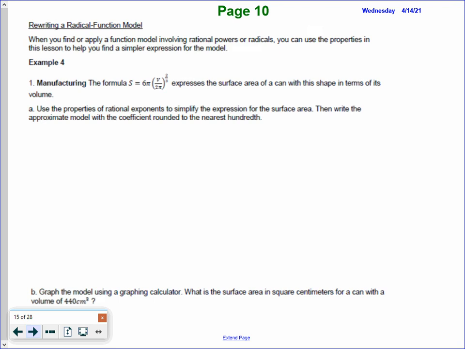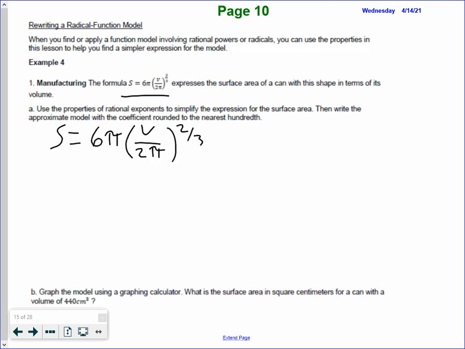So we have one word problem we want to go through rather quickly. Here we're told when we find or apply a function model involving rational powers or radicals, you can use the properties in this lesson to help you find a simpler expression for the model. For instance, in this example, we have the expression S equals 6π times V over 2π raised to the 2/3, and that gives us the surface area of a can in terms of its volume.